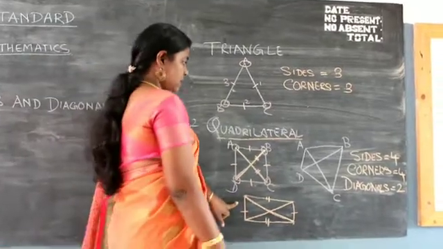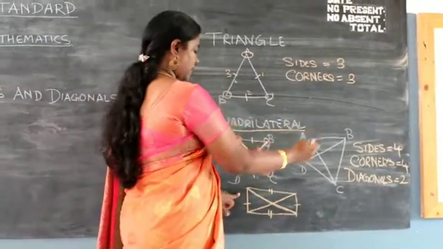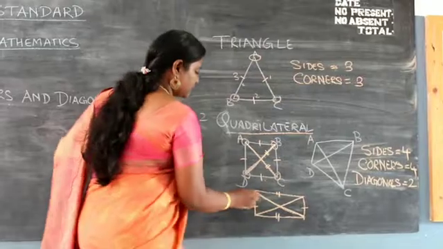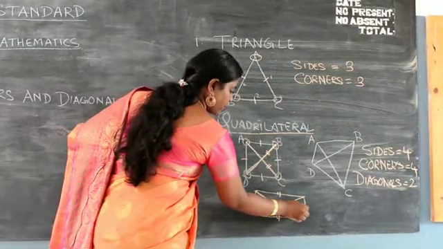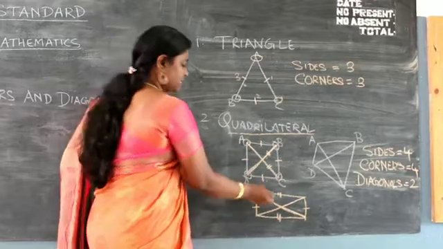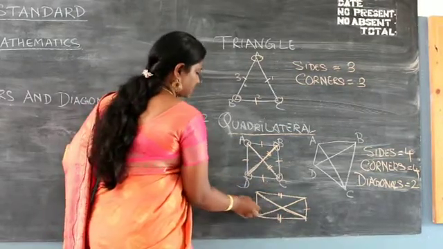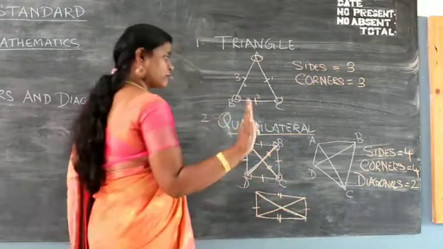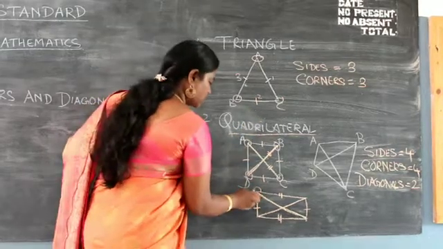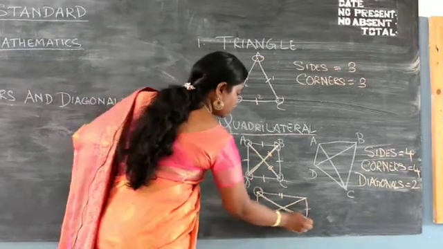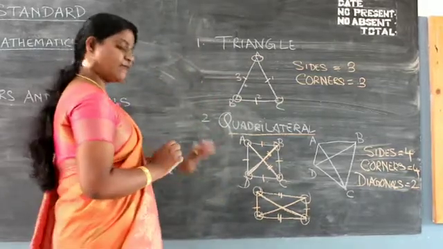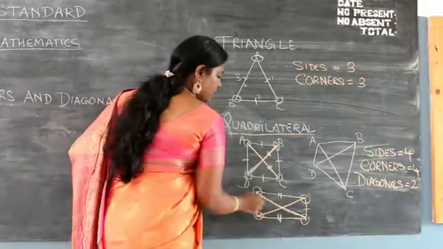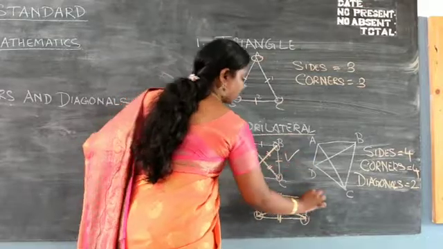If you see, when we write the sides, corners and diagonals for a rectangle as well, you can see there are how many sides? 1, 2, 3, 4. What is special about this is this side is equal to this and this side is equal to this, but there are 4 sides and there are 4 corners. 1, 2, 3 and 4, right children? There are 4 corners, 4 sides, and there are 2 diagonals, just like in the case of a square.